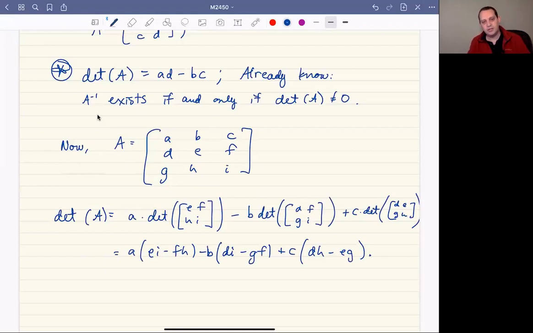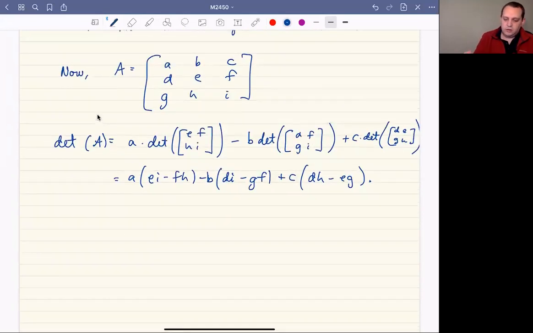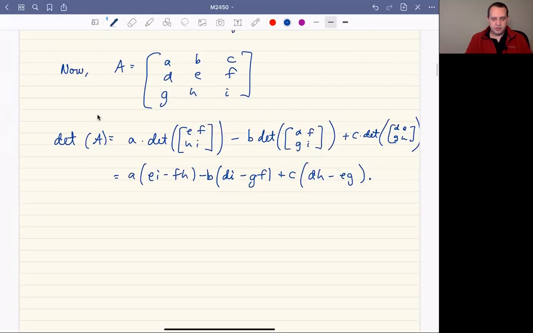Now you can actually do this with any row or any column. There's a few tricks. Actually, for 3 by 3, there's a trick that I should just mention here. If you take your matrix, so we have A, B, C, D, E, F, G, H, I, and then I'm going to copy down the first 2 columns again.